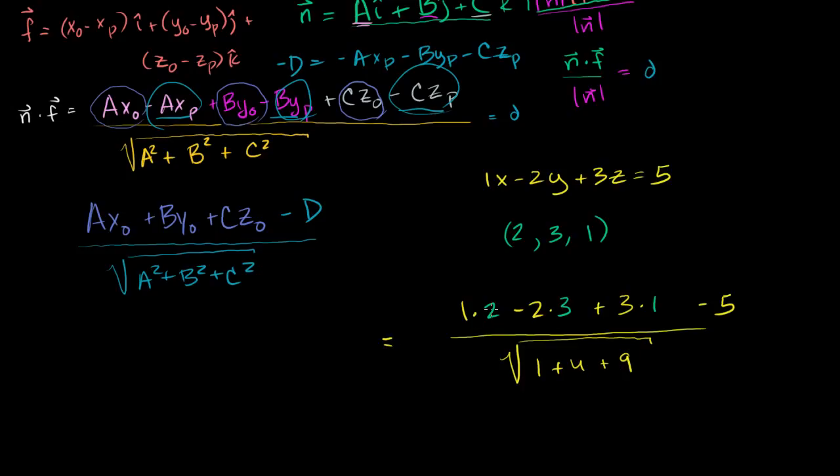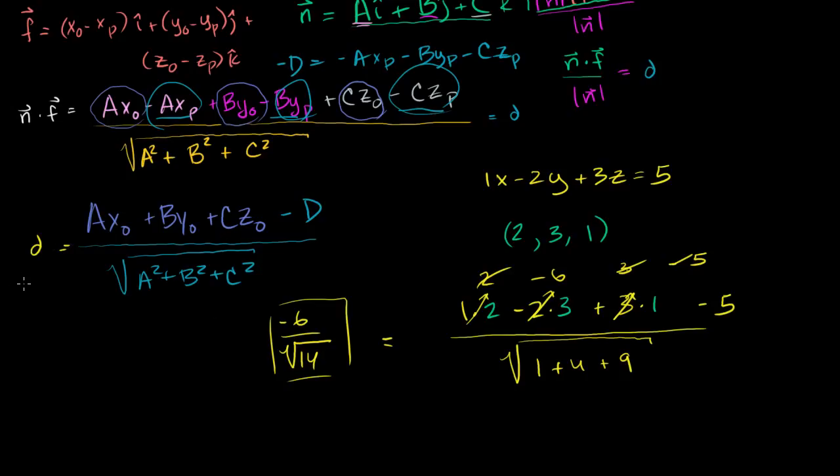So it's going to be equal to, let's see, this is 2 minus 6, or -6, and then you have plus 3, and then minus 5. So this is what? 2 plus 3 is 5 minus 5. So those cancel out. So this is -6. So it's equal to -6 over the square root of 5 plus 9 is 14, over the square root of 14. And you're done. So hopefully you find that useful, and hopefully we can apply this in other example problems.